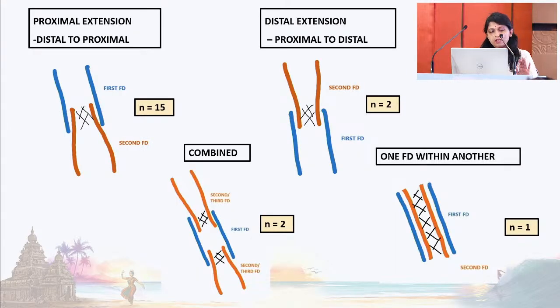This shows the types of constructs. In proximal extension, once one FD is placed, the second FD is placed proximal to it. In distal extension, once the first FD is placed, the second is placed distal to it. Combined extension means proximal and distal extension were both done, and there is also overlapping FD. The most common construct was proximal extension.